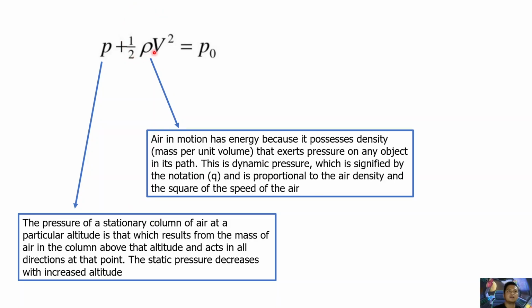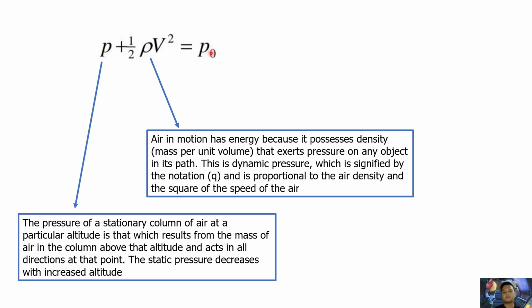This one naman, the 1 half rho V squared, no? Some books identified or symbol ito na Q, small q, ibig sabihin that is dynamic pressure. So pag sinabing dynamic pressure, merong air in motion and has energy because it possesses a density, which is mass per unit volume, that exerts pressure on any object in its path. So 1 half rho V squared is dynamic pressure, notation with a q, small q.